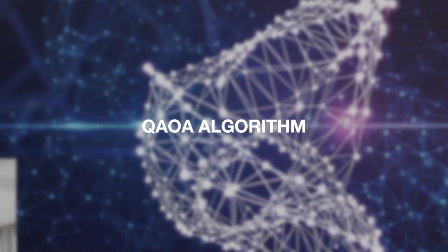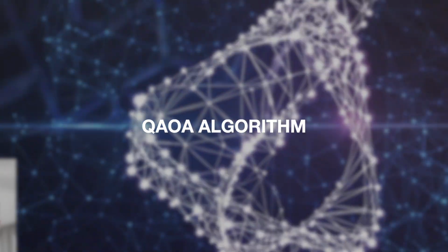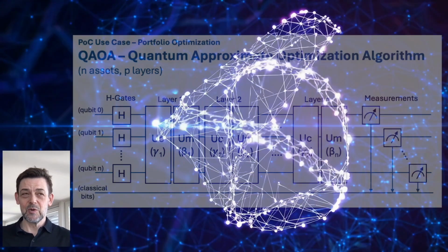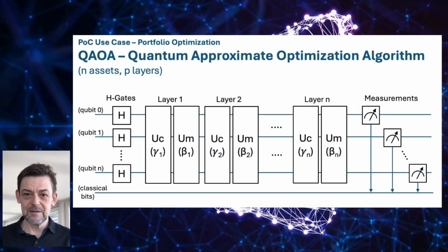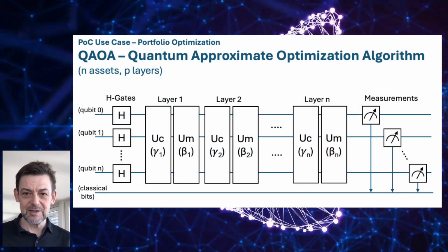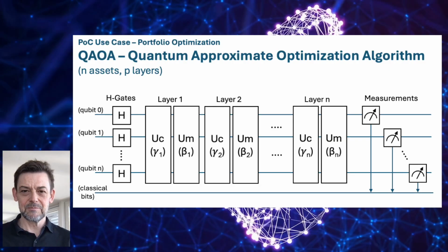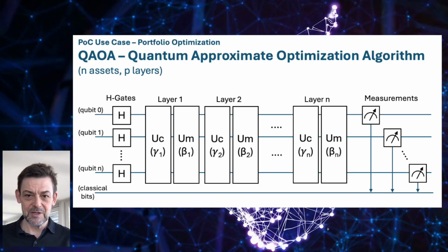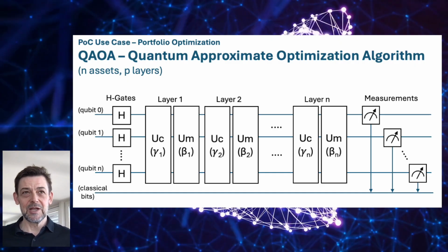Now we will introduce the QAOA algorithm. QAOA stands for Quantum Approximate Optimization Algorithm. It is a hybrid approach, partly classical, partly quantum, as almost all quantum algorithms. Here you see the quantum circuit of QAOA.